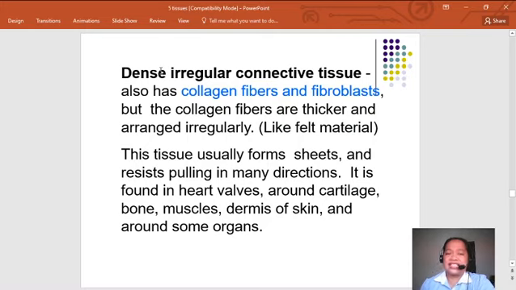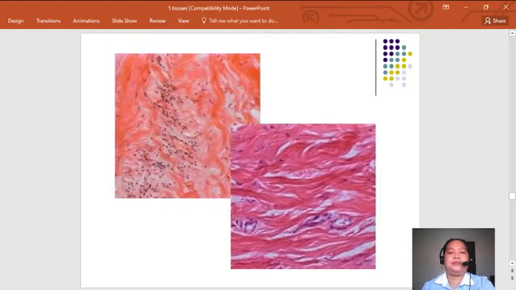Next, we have dense irregular connective tissue. It also has collagen fibers and fibroblasts. It is usually found forming sheets and resists pulling in many directions. One good example of our organs is the dermis of the skin, bone, and muscles. Valves of the heart are also good examples. So this is the appearance in a histologic sample of dense irregular connective tissue. The fibroblasts are irregularly arranged.